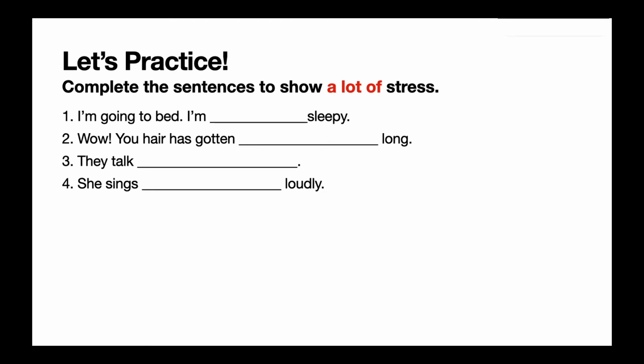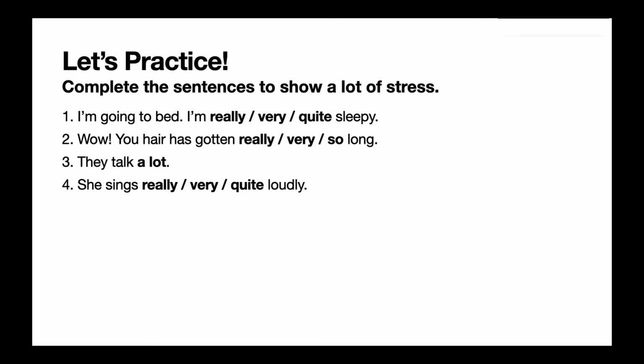So let's practice. Pause the video and complete the following sentences to show a lot of stress. When you're finished, unpause the video to see the answers. Okay, so you can say for number 1, I'm going to bed. I'm really sleepy, or very sleepy, or quite sleepy. Number 2, the same thing. Your hair has gotten really long, very long, or so long. Number 3, they talk a lot. Because this is a verb, you want to put the phrase after the verb. And with number 4, an adverb, she sings really or very or quite loudly.